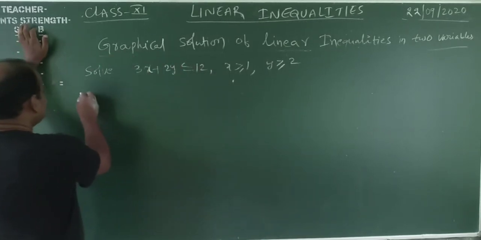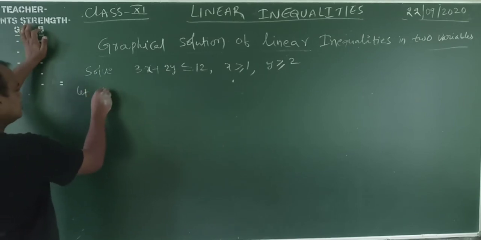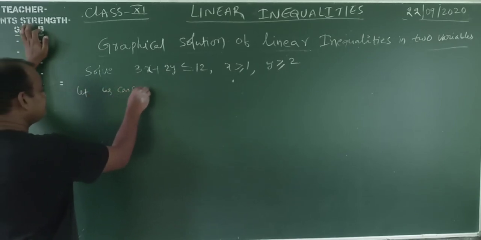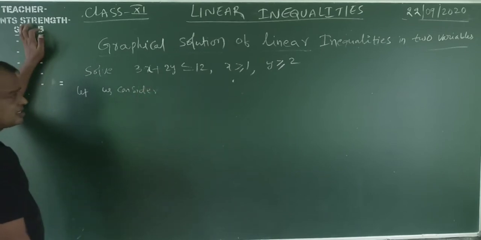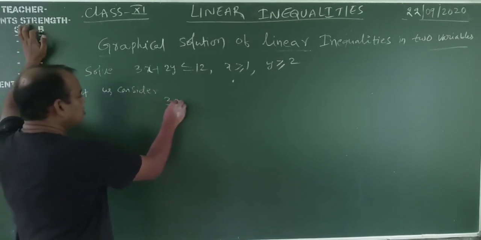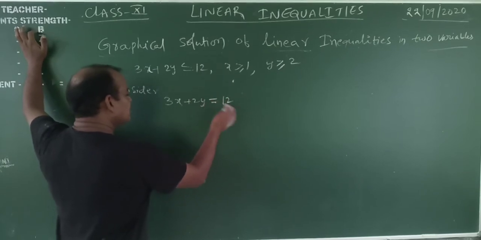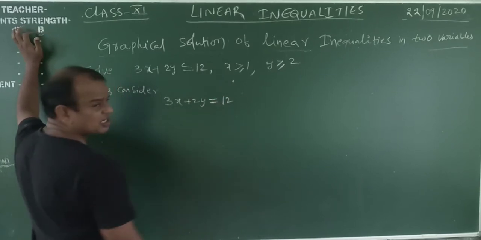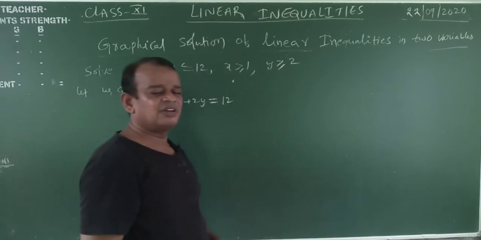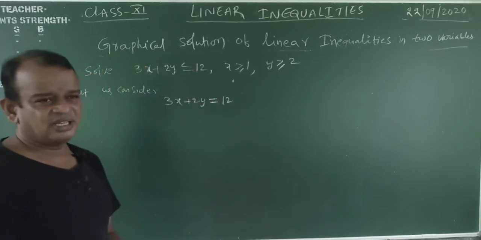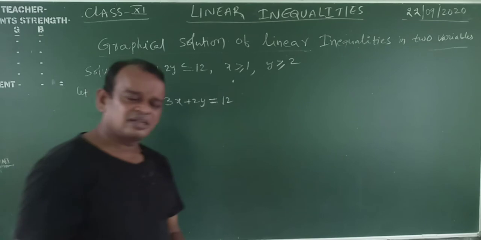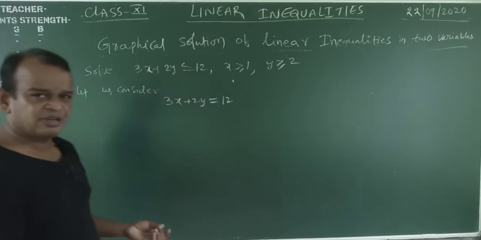Now first let us consider 3x plus 2y is equal to 12. Same process. Actually you can also write it in intercept form easily. You cannot put x value 0, y value 0. Directly in intercept form you take the a and b values, no problem at all.